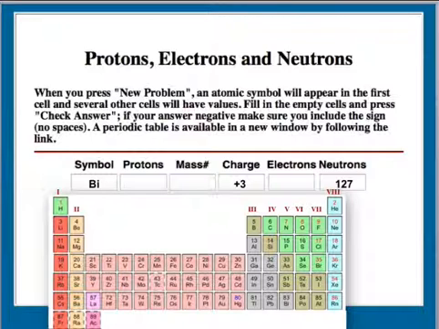Bi is bismuth. We have a charge of +3, and we have 127 neutrons. Fill in the blanks. First, you have to find it. Bismuth is going to be way down at the bottom here somewhere, I think. There it is, at 83.